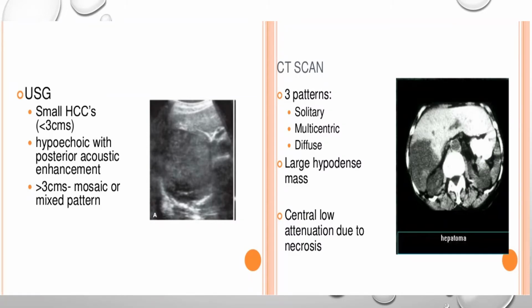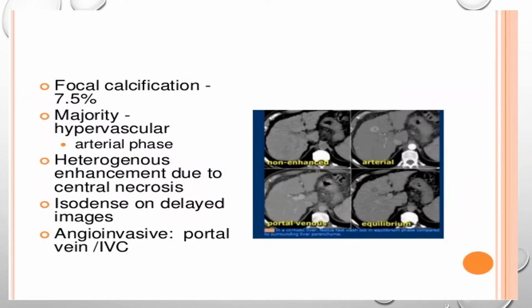Next we come to large hyperdense masses. This may show central low attenuation due to necrosis. So a typical hepatocellular carcinoma can show areas of degenerative change, calcification, necrosis, hemorrhage, etc. Focal calcification is seen in 7.5% of cases. This shows the typical pattern of a hypervascular lesion, which is fast uptake in the arterial phase and rapid washout in the venous phase.